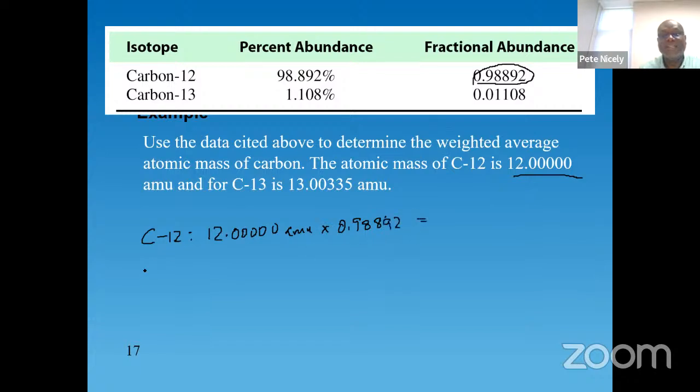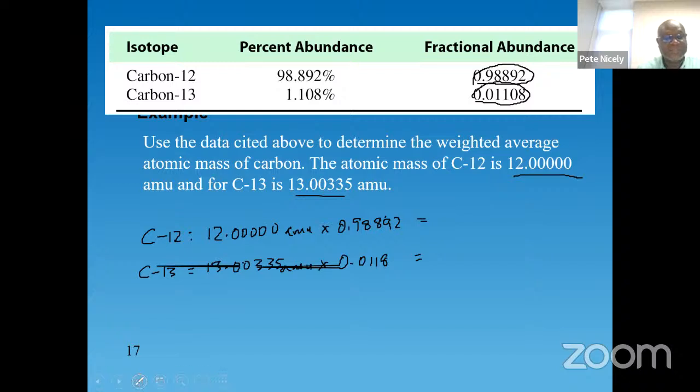0.98892. All right, and then we have a similar setup for carbon-13, where the mass, which is given here by the way, is 13.00335 AMU, times the fractional abundance, which is 0.0118.